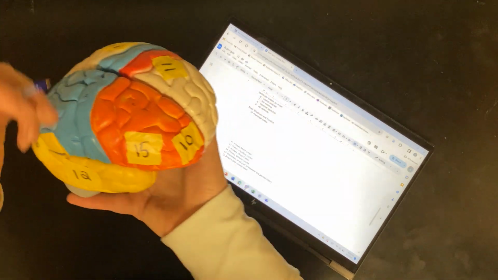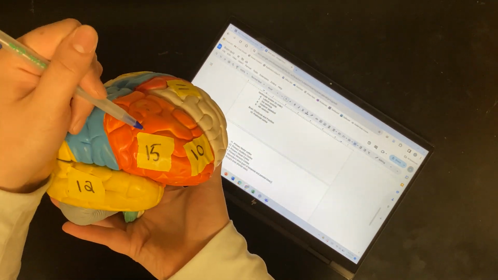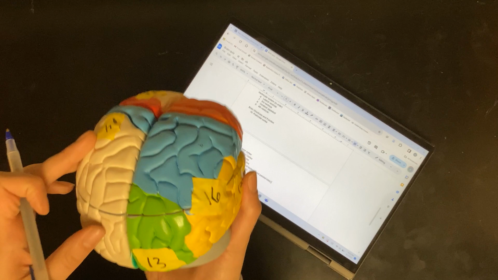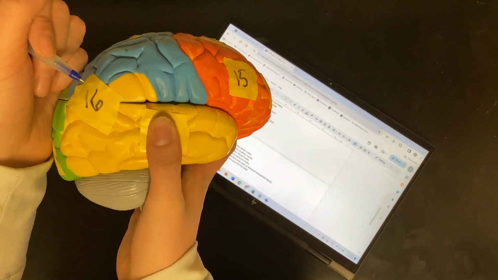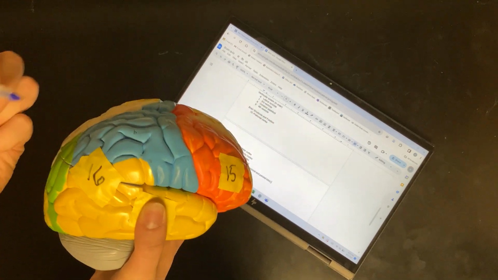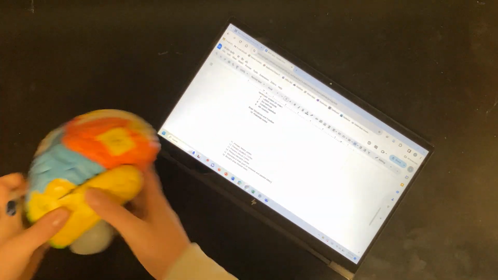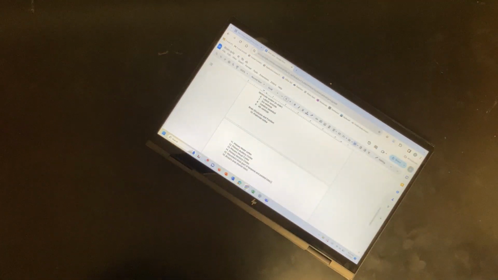15 is Broca's area, because we're in the frontal lobe. And then 16 is Wernicke's area, because we're in the temporal and parietal lobe. Hopefully that was helpful.